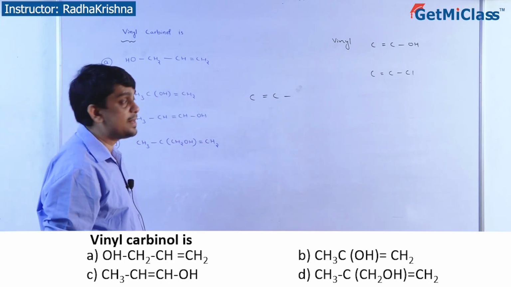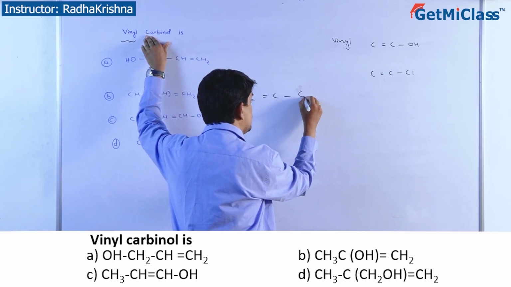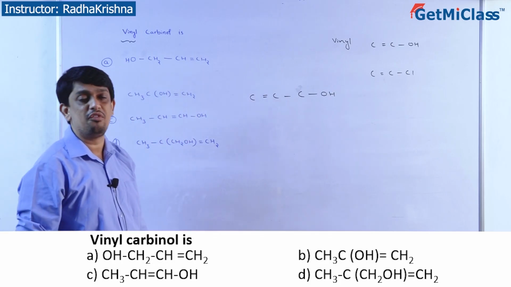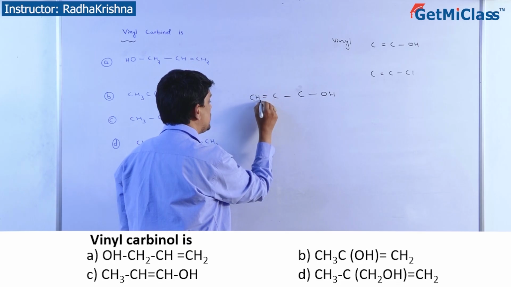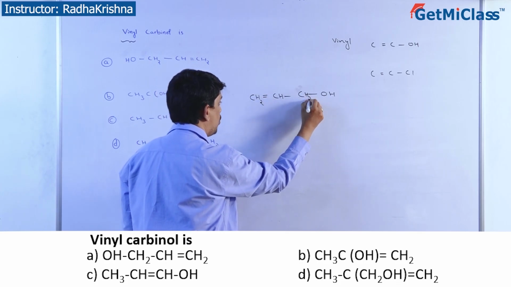So vinyl is done. Now we look at the carbinol. The meaning of carbinol is COH. So this is the structure of vinyl carbinol. Carbon is tetravalent, so we can see 2 and 2, 1, 2, 3 and 1, 2 and 2 is the 4.